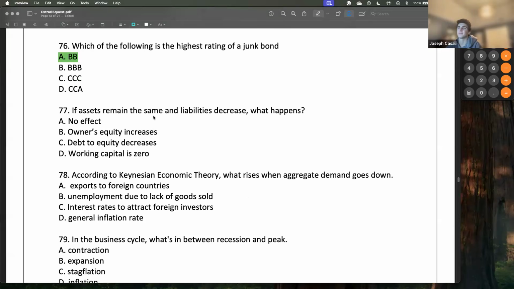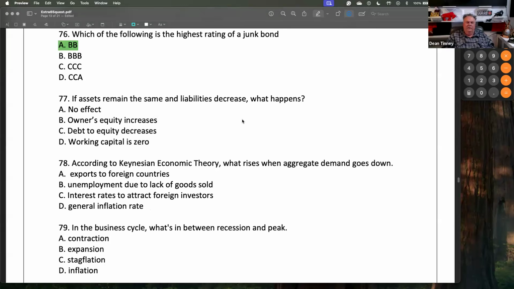If assets remain the same and liabilities decrease, what happens? So my assets remain the same and I pay off some of my debt. I think with these questions, I always think about your personal situation. It's easy, right? So let's say you have $1 million in assets, you have 200,000 in liabilities. So that's 800,000. Now you pay off $100,000 of your liability, you still have a million minus 100. So what happened to your net worth?